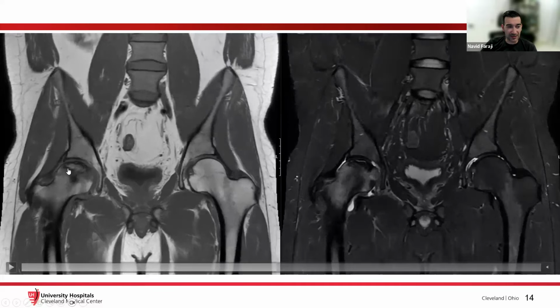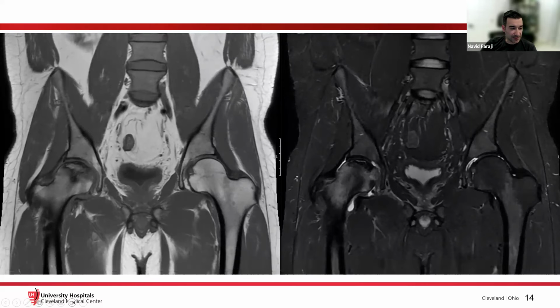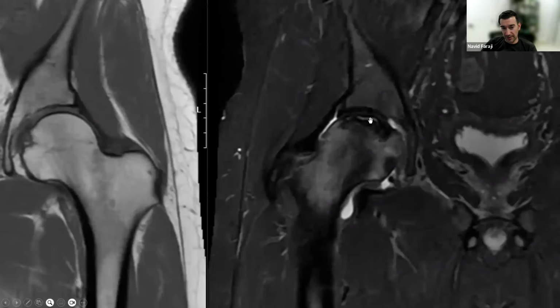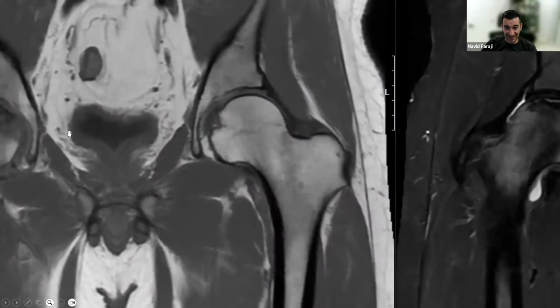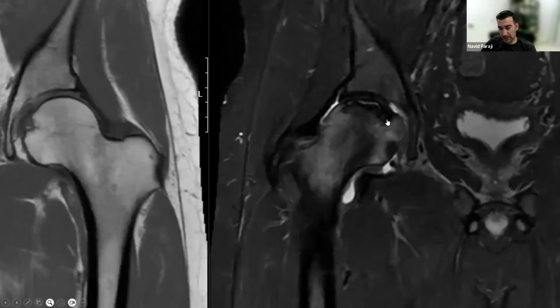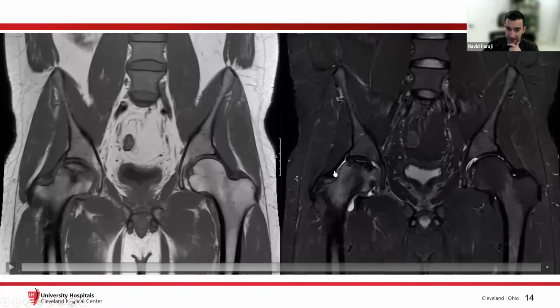We see that there's this serpiginous, hypointense or low signal intensity line. And you can see here what we call in MSK the double line sign. So you can see that there's a bright line here next to that dark line on the other side. That's the double line sign. And the double line sign is a great sign for avascular necrosis. So this is a patient with right femoral head avascular necrosis.